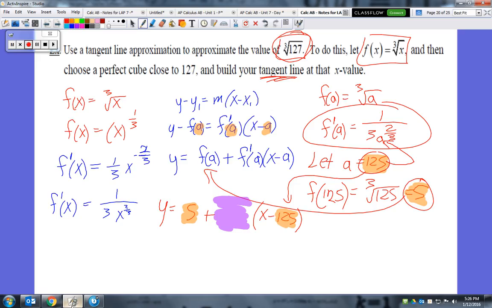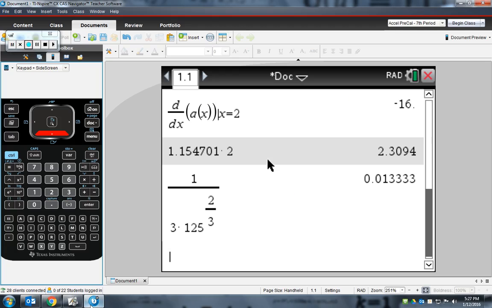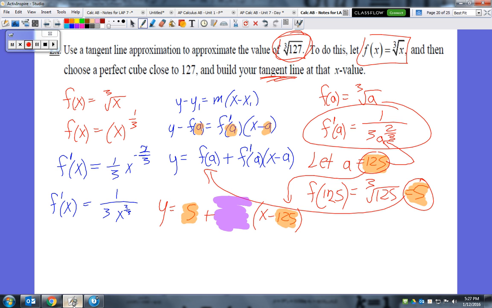And I'm putting in my a value. My a value is something close. So I put in 125. Okay, yeah, so I was right. So from the calculator, the f prime of a, we put 125 as our a value. We took the derivative function and we plugged it in. We got 0.0133. Looks like it's repeating, and it is. So 0.013333. So 1, 2, 3, 4, 5, 6.